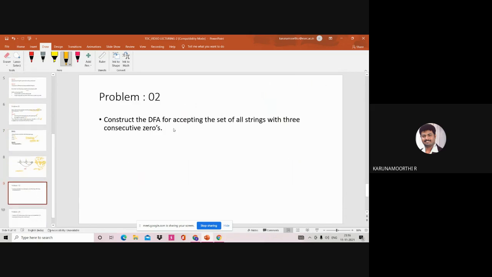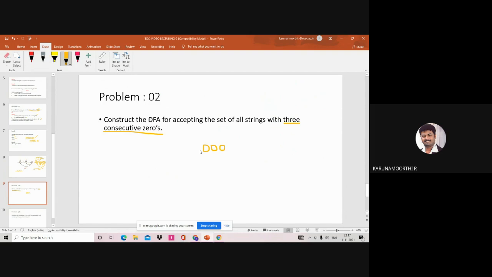Now let us see one more example. I want to construct the DFA for accepting the set of all strings with 3 consecutive zeros. So what is the meaning here? Whenever 0 occurs, it should be 3 zeros, but the string can start or end with any number of ones. Whenever the string has a single 0, it must be followed by 3 zeros in total. So this is the first input string. Now tell me how many states are required for constructing the DFA for this particular problem?